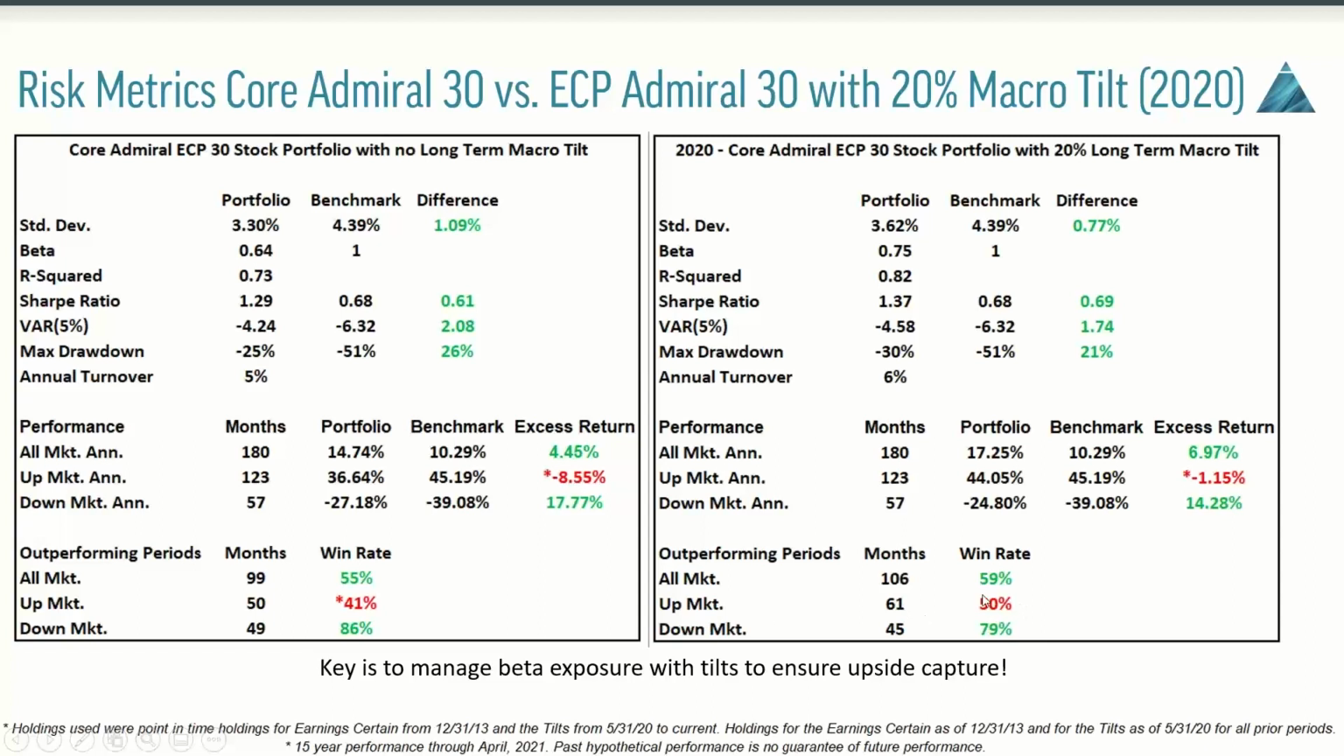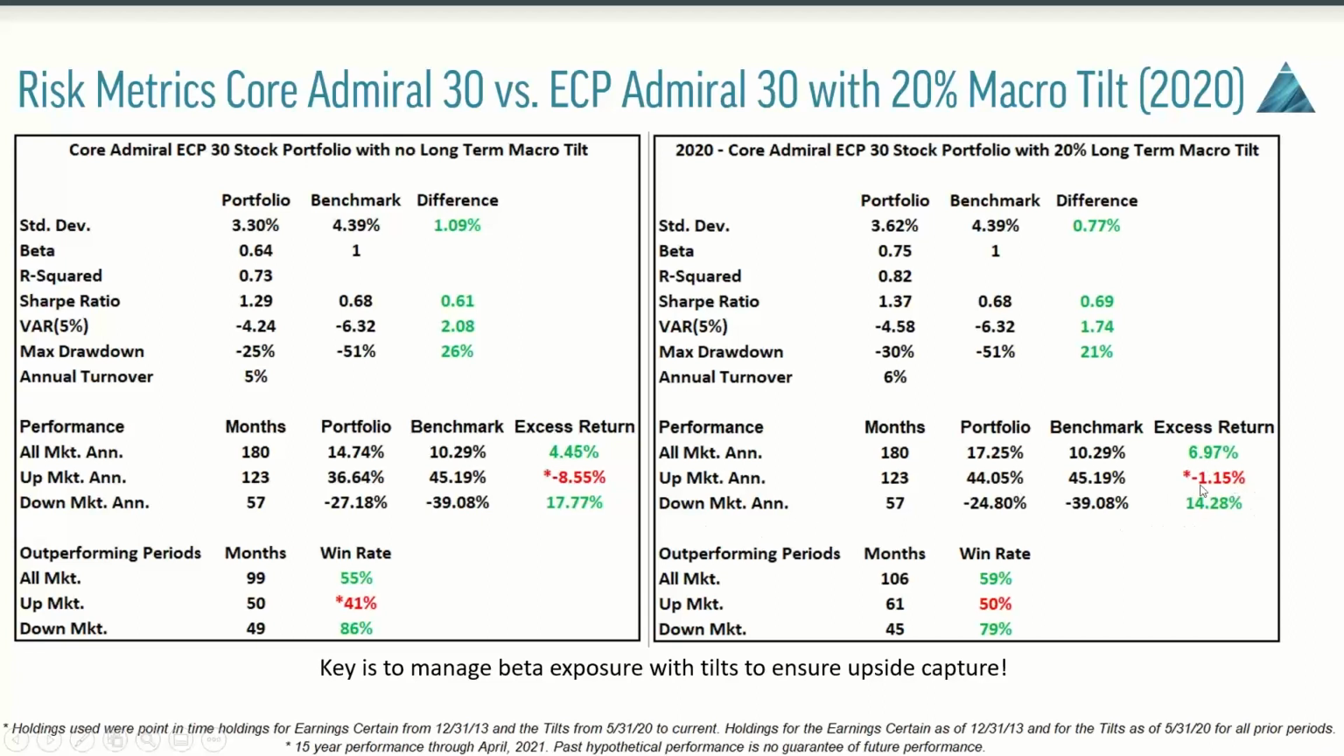And you can see our win rate goes to roughly 50%. Okay, so in up market wins, we're looking at literally 61 months, or 50% of the time. Okay, so down market 79%, all market we're at 59%. So overall better. Excess return comes up to 6.97.